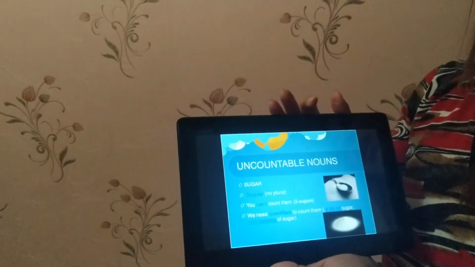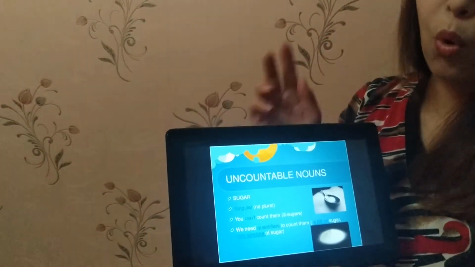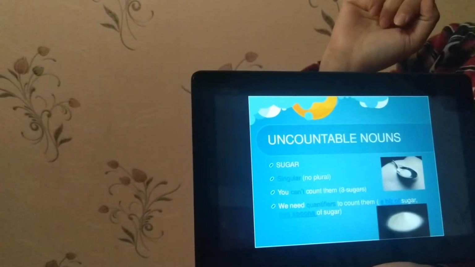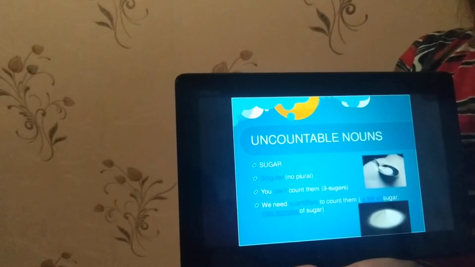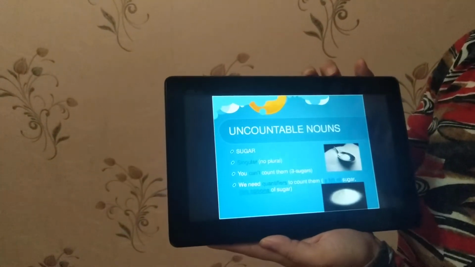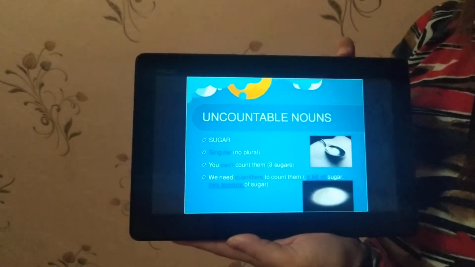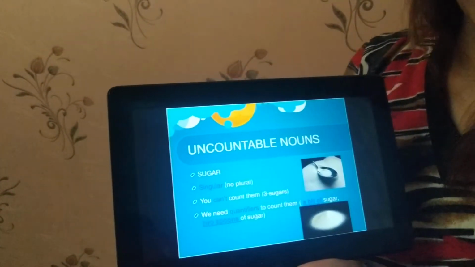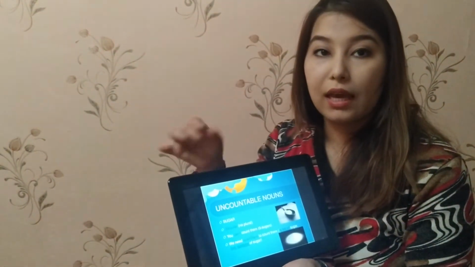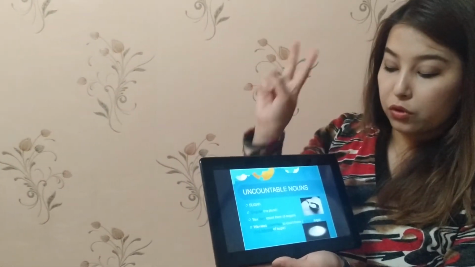It's impossible. And we use uncountable nouns only in singular form. We cannot add s to uncountable nouns. For example, we cannot say sugars. It will be an error or mistake, okay? So we can use them only in singular form, but we need some quantifiers to count them. For example, a bit of sugar, a little amount of sugar, or 2 spoons of sugar.